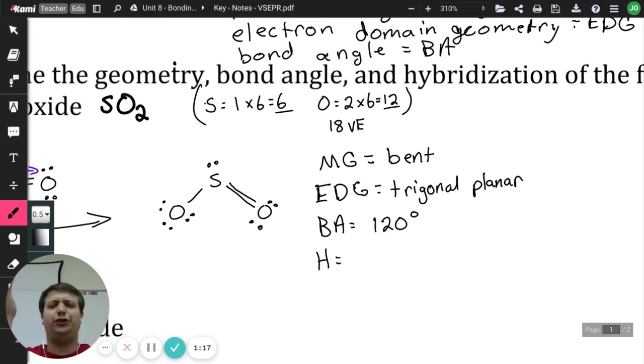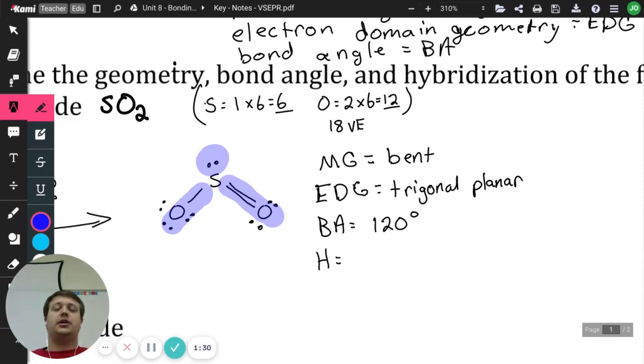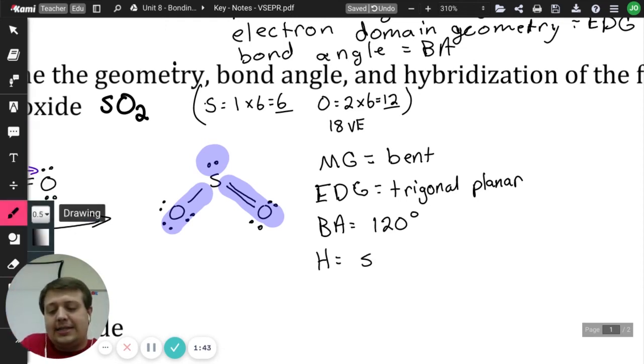Now, how do I actually use that? Essentially, you look and see how many things are attached to the central atom. I've got 1, 2, 3 things attached, and so I would go S, P, P. So SP2: S and 2 P's. Our hybridization would be SP2, because there are 3 things attached to that central atom.